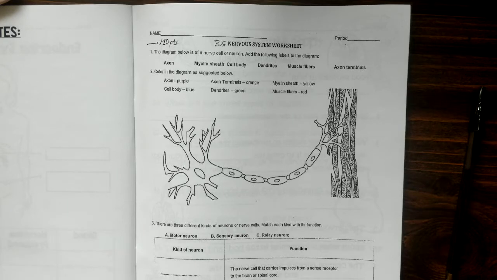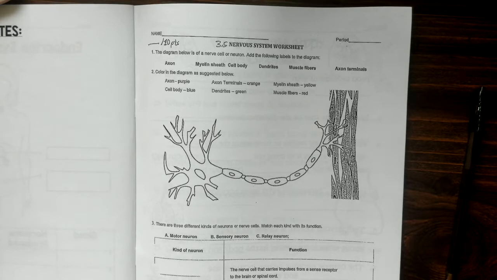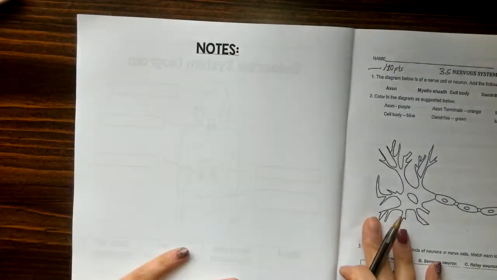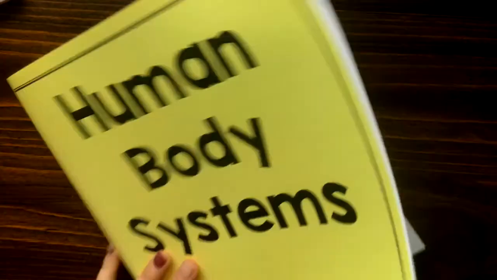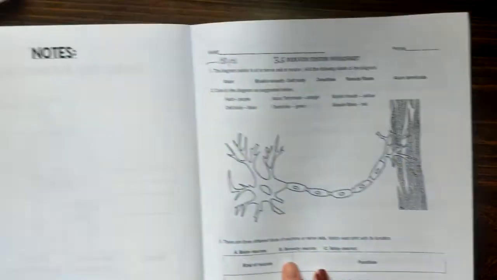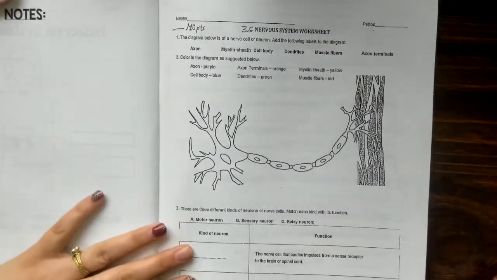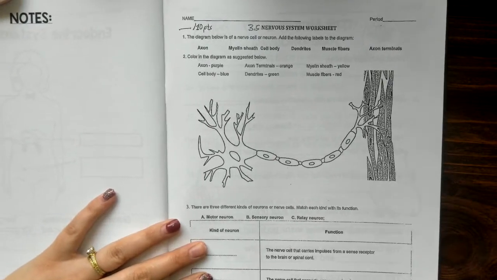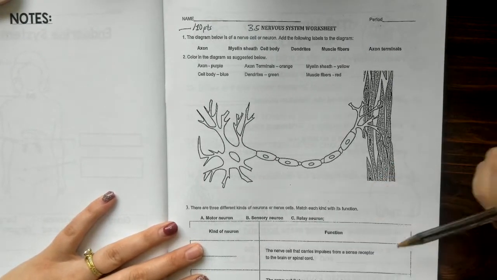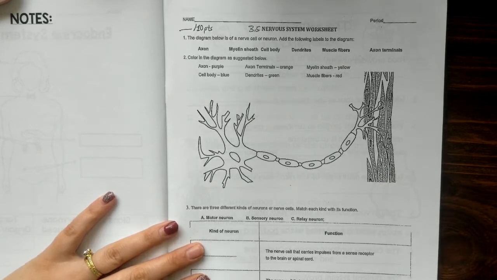So at this point, you should have already watched the Khan Academy video on how to draw a neuron, and that should have been done on this side of your Human Body Systems HBS. So we're going to be working on the other side on the nervous system worksheet. We're going to be doing this together, and then at the end, you are going to take a picture and submit it through Canvas. So let's go ahead and get started.